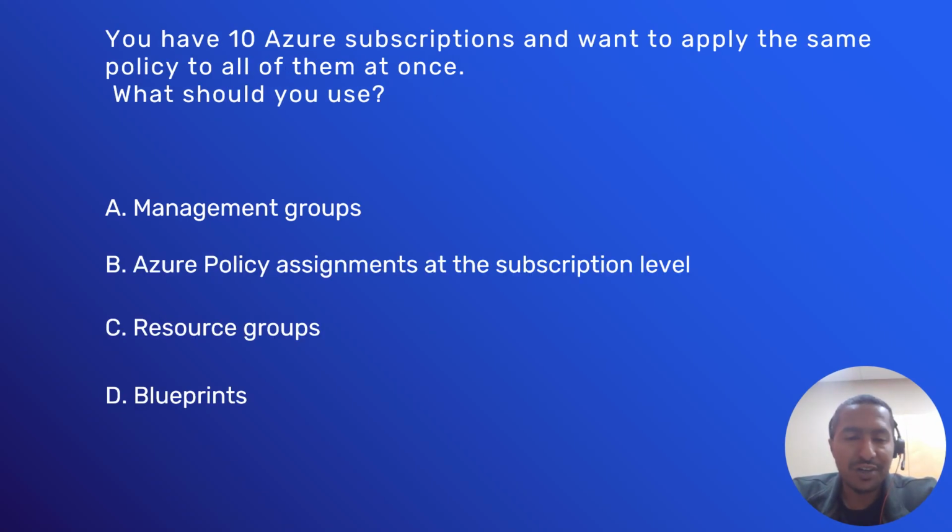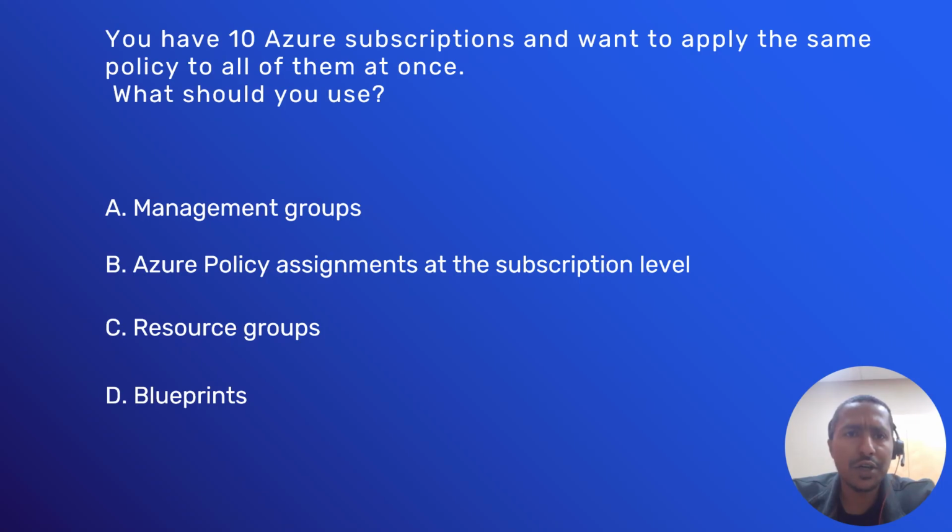Moving to the next question. You have 10 Azure subscriptions and want to apply the same policy to all of them at once. What should you use? A. Management group. B. Azure policy assignments at the subscription level. C. Resource group. D. Blueprints.